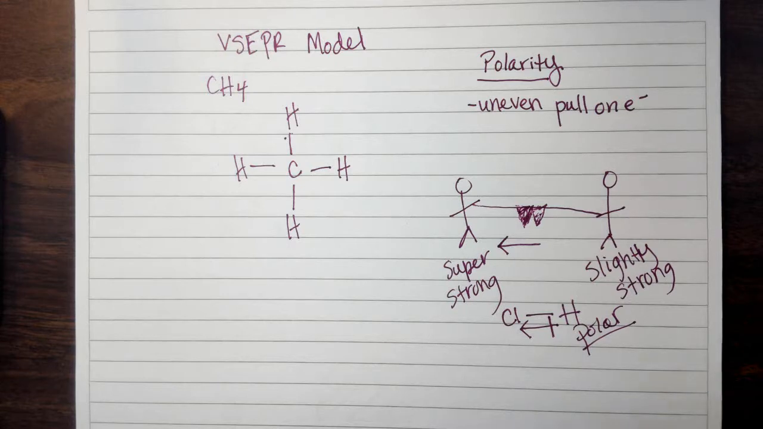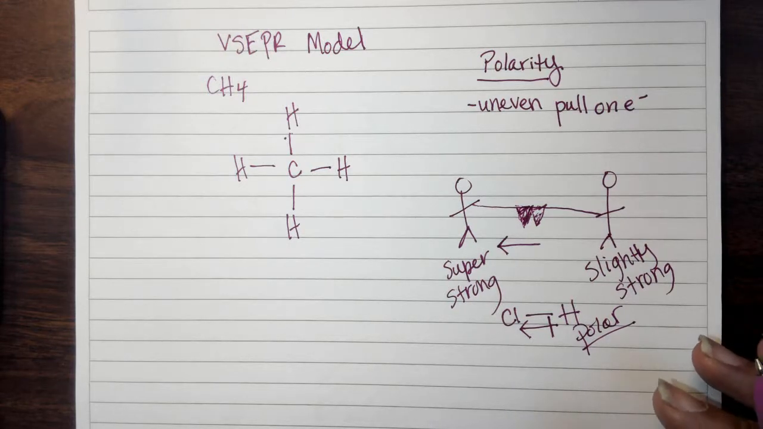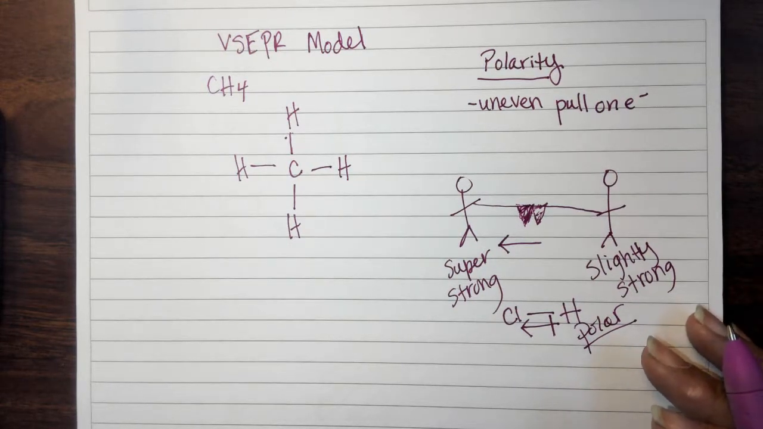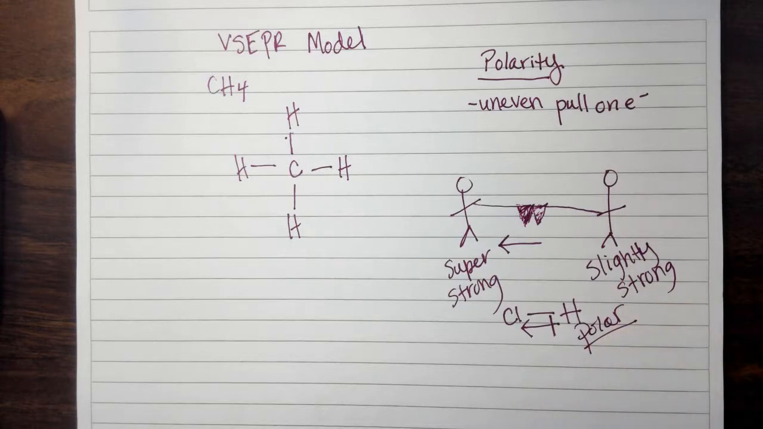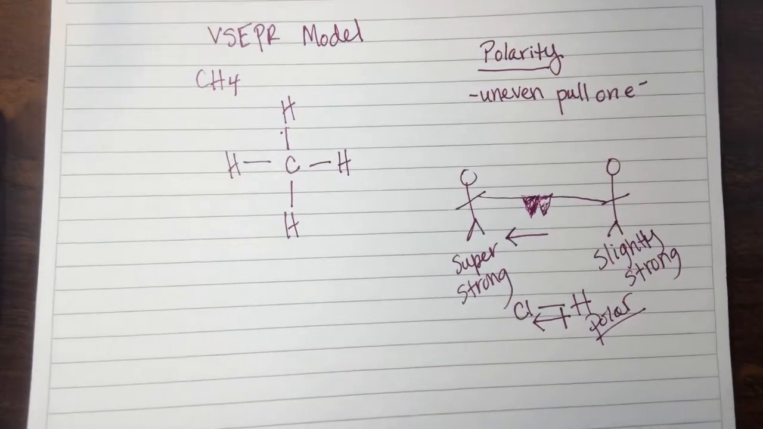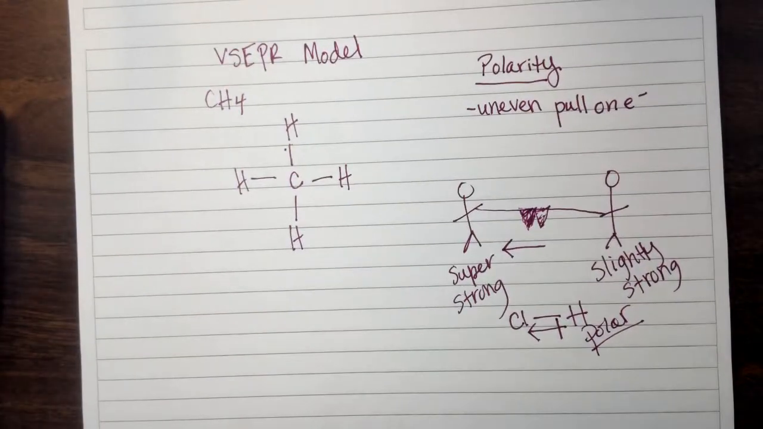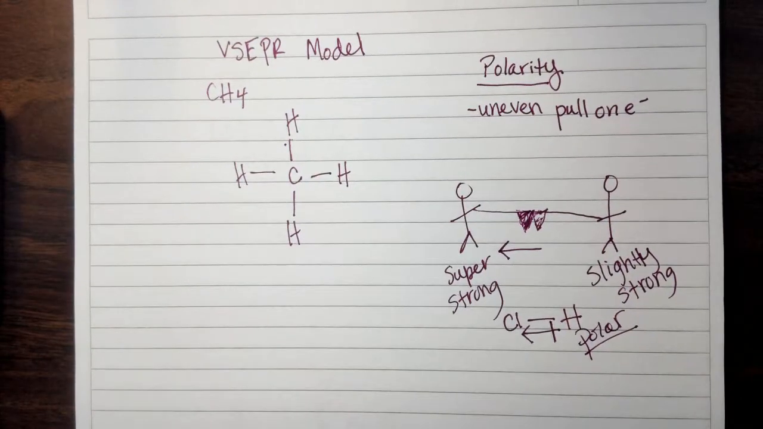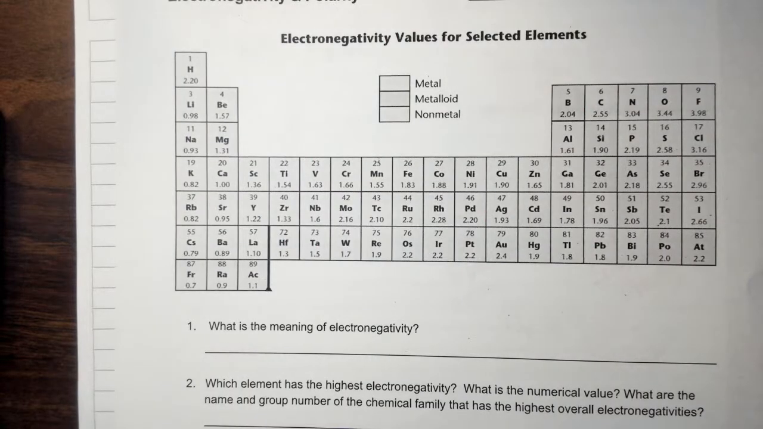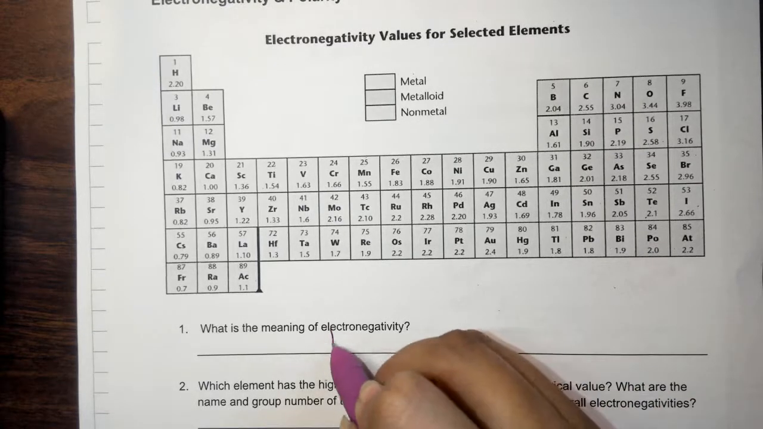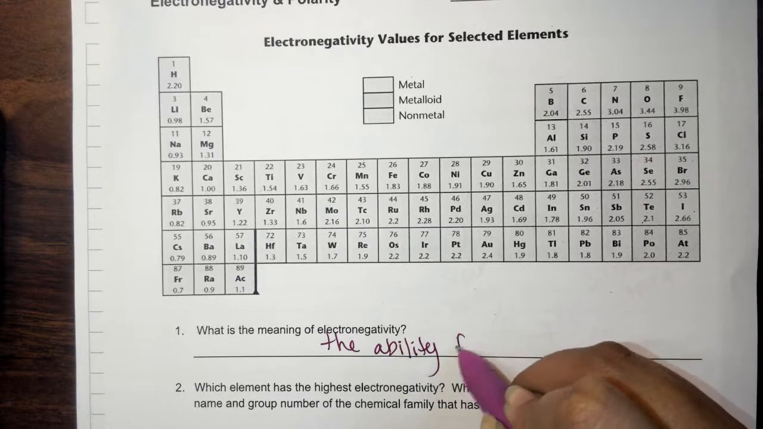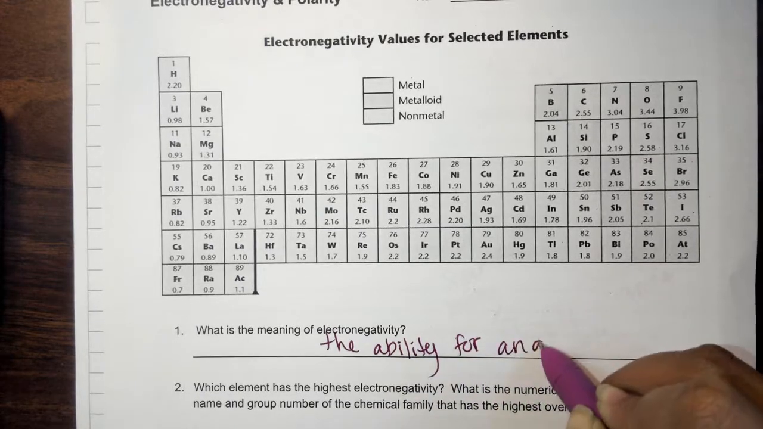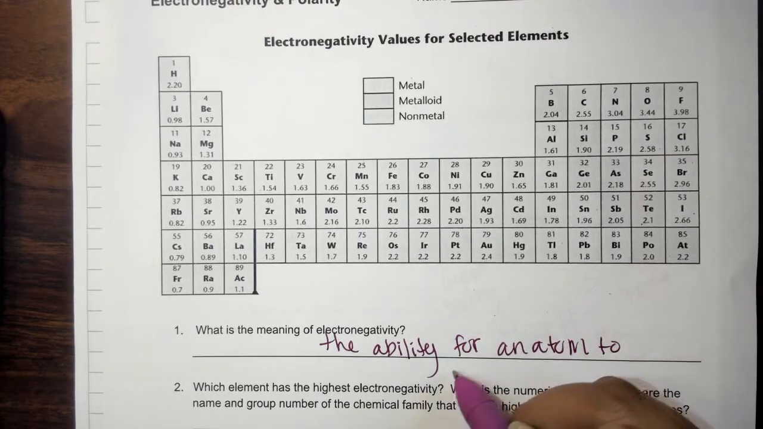Now, the way that we know that there is an uneven pull on it is based off of our electronegativity. Right? And so when we are considering electronegative objects, we look at the electronegativity chart. Alright, looking at this electronegativity chart, remember, electronegativity is the ability for an atom to attract electrons.